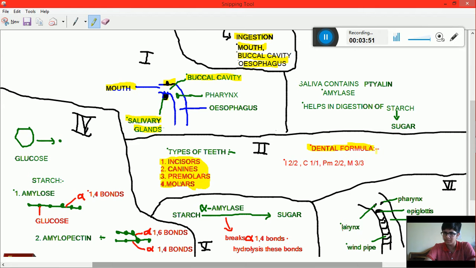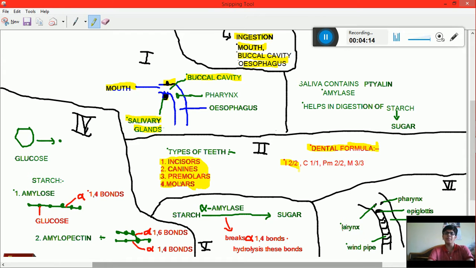that is, how many teeth we have in one jaw. So basically I 2/2. What is the meaning of I 2/2? I stands for incisor. Incisor 2/2 means on the left side there are 2 incisors and on the right side there are 2 incisors in one jaw. We have 2 jaws, the upper jaw and the lower jaw. In actual we have 32 teeth, 16 teeth in the upper jaw and 16 teeth in the lower jaw, in our permanent teeth set.